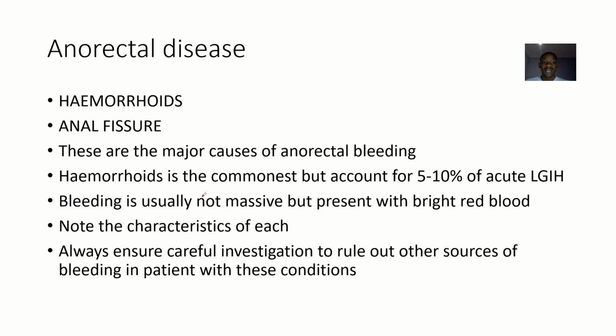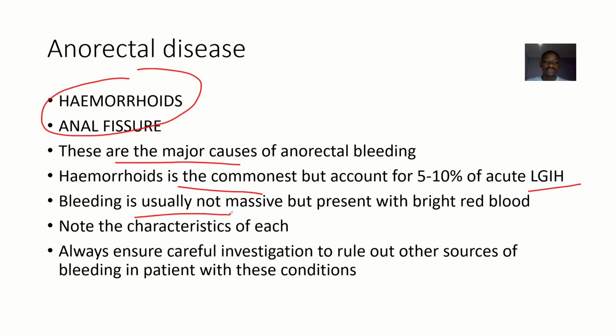So let's have the definition. Anorectal disease is a disease condition in the anus and the rectum. There are different conditions, it could be cancer, but the most common ones are hemorrhoids and anal fissures. These are the major causes of anorectal bleeding. Hemorrhoids is the commonest, but it accounts for about 5 to 10% of acute lower gastrointestinal tract hemorrhage, that's LGIH. The bleeding is usually not massive, but it presents with bright red color.